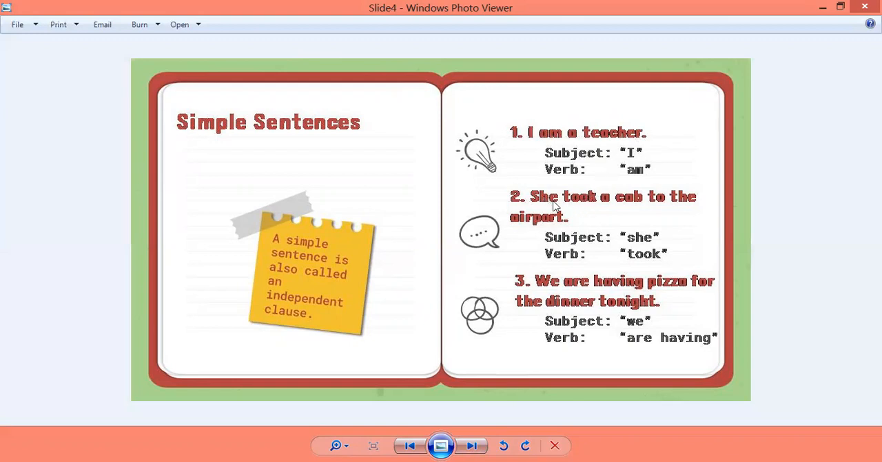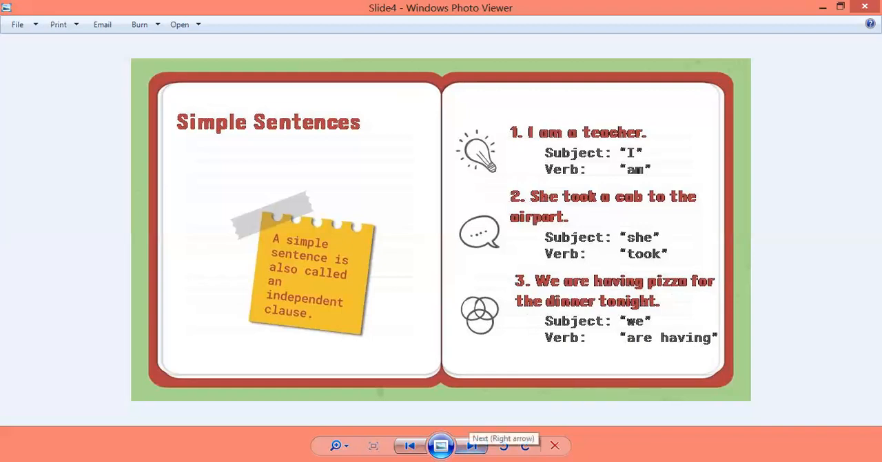In our next example, she took a cab to the airport. She took a cab to the airport. तो इसमें यहाँ पे she है, वो हो गया हमारा subject, और took है, that is our verb. Next example, we are having pizza for dinner tonight. We are having pizza for dinner tonight. Your subject is we. Who is performing an action? Then we. We are performing an action, right? In the entire sentence. So we is your subject, and are having. Are over here is an auxiliary verb, a verb which helps the main verb make sense, right? We are having pizza for dinner tonight. So are having is a verb.